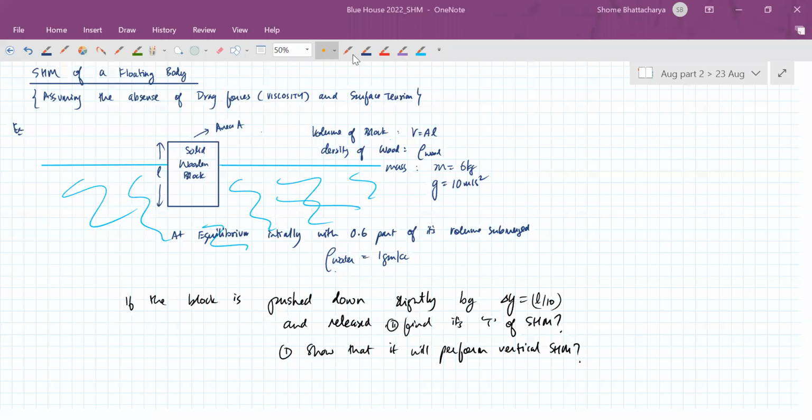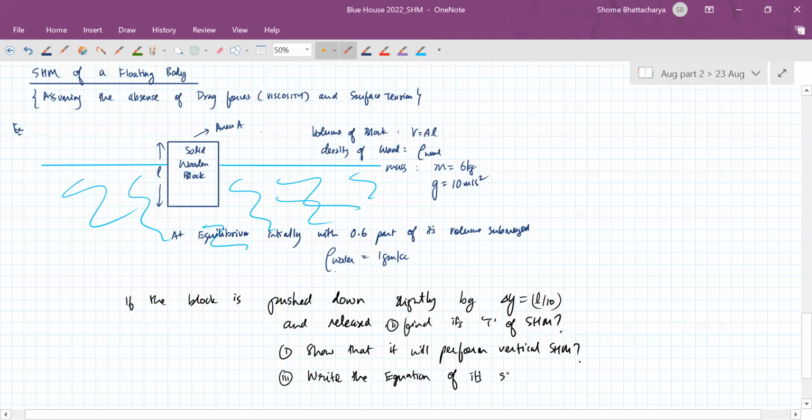In this case, we will also write the equation of SHM. That means we'll need the time period and phase constant also.